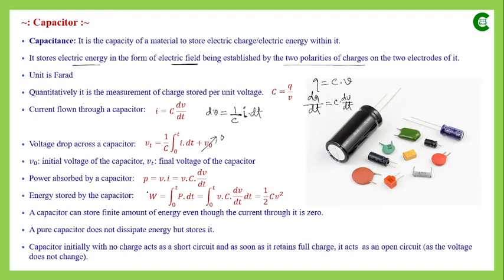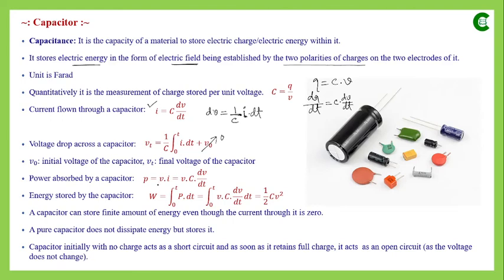Now, like we have done for the resistor and inductor, if we want to get how much power is absorbed by a capacitor, we can simply do it by this expression. P will be the multiplication of the instantaneous voltage and instantaneous current. We have already seen that the expression of current that flows through the capacitor is C dV by dt. So in place of current, if we put this relationship, finally we get this relationship for the power absorbed by a capacitor.